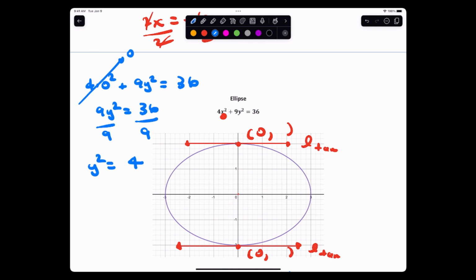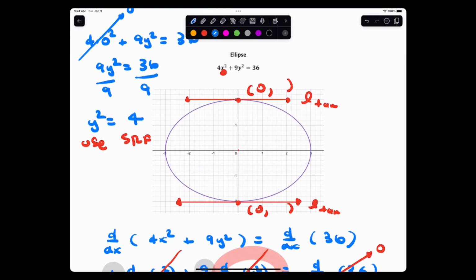Okay, now let's ask you guys, doing a little bit more algebra here. Does anybody know how you solve this? What do you use? Square root formula. Okay, so that means y will be plus or minus the square root of 4, which means y is plus or minus what? 2. Okay?